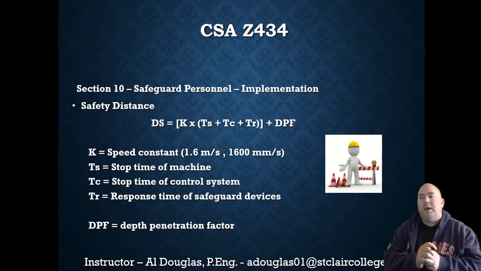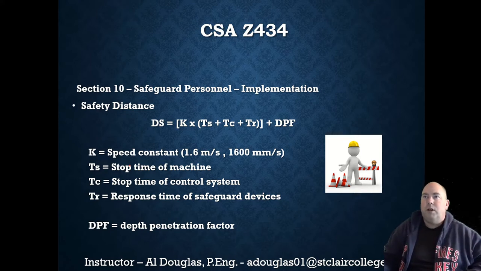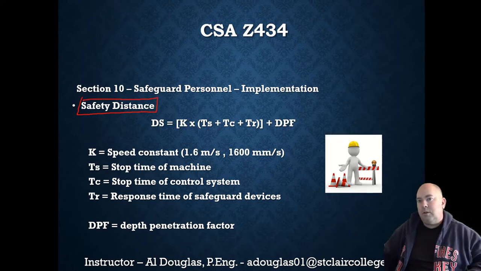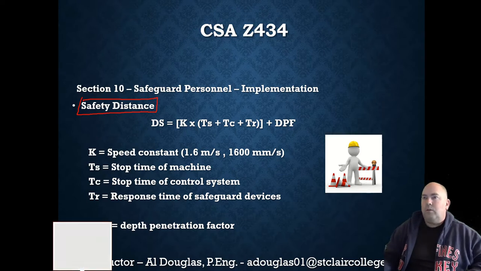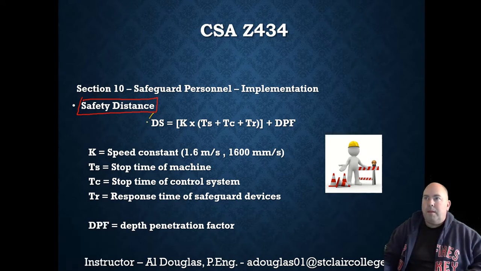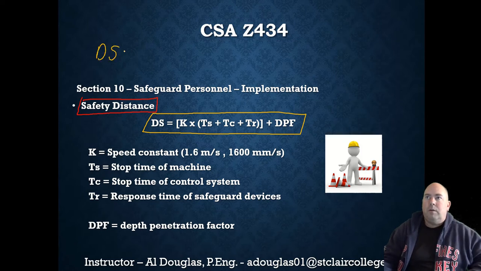And then we're going to get into the calculations that we're going to do for this one here. This first one here, this is our stop time calculation. So this is safe distance. Now we have this formula right here. So this formula right here says Ds is equal to K times (Ts plus Tc plus Tr) plus Dpf. So Ds means safe distance.